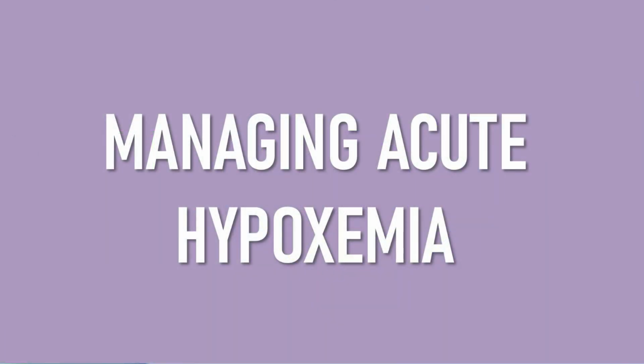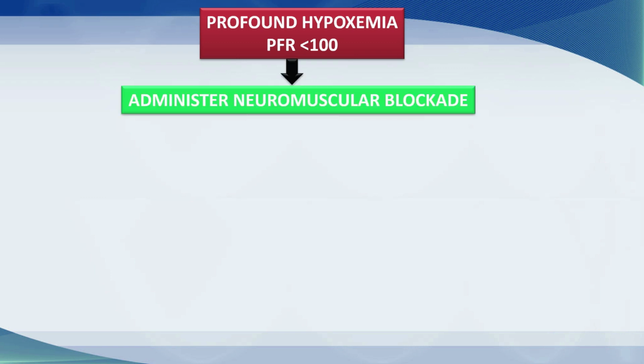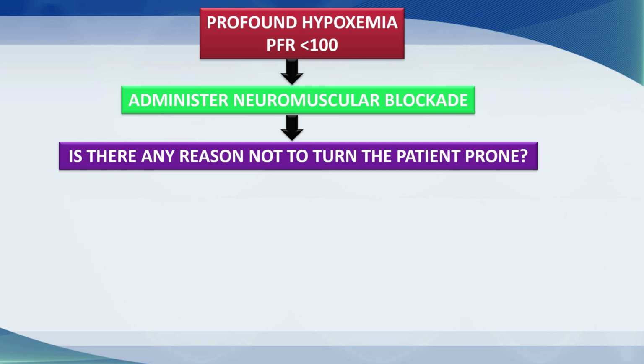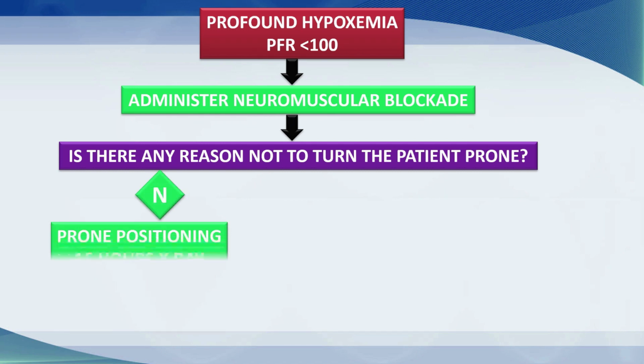Now, in terms of a flow chart for how to manage a patient with profound hypoxemia, this is the way I do it. If a patient has profound hypoxemia with a PF ratio of less than 100 acutely, I give neuromuscular blockade based on the evidence from the ACURASYS trial. Once the patient is paralyzed, if the gas exchange doesn't improve spectacularly, there is one question to ask: is there any reason not to turn the patient prone based on the PROSEVA trial? If there is no reason, and there shouldn't be for the vast majority of patients, you turn the patient prone for 16 hours a day and keep doing so until the gas exchange improves.